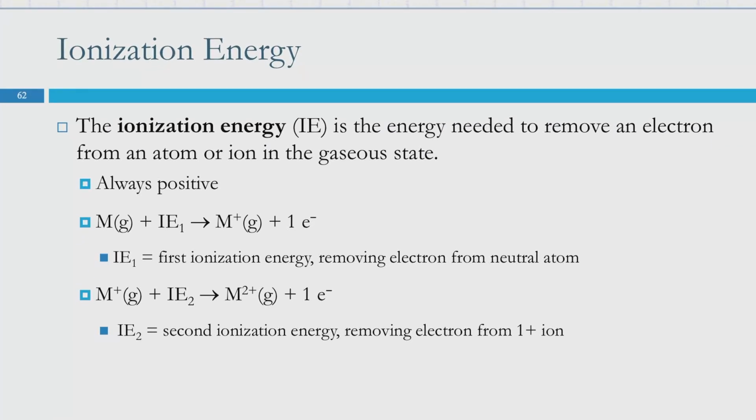Another periodic trend is ionization energy. This is the energy needed, an input of energy needed to remove an electron from an atom or ion in the gaseous state. The gaseous state part isn't super important. Probably we can think of them as not being in the gaseous state, and it probably works about the same. This is always going to be positive. It takes energy to remove an electron.